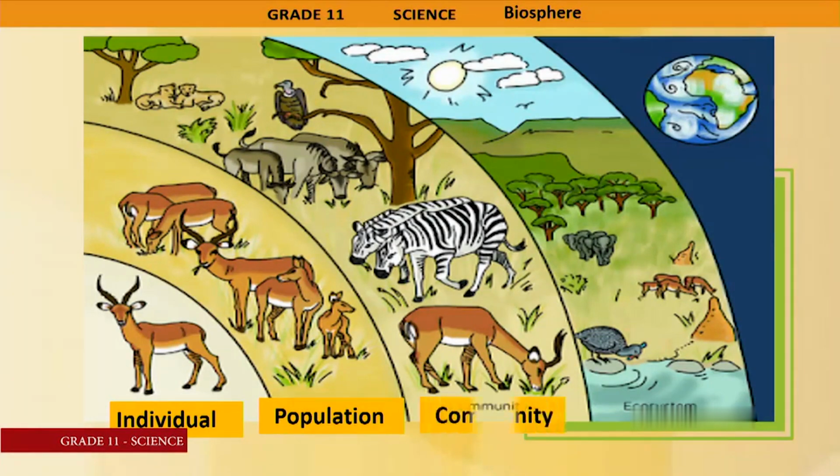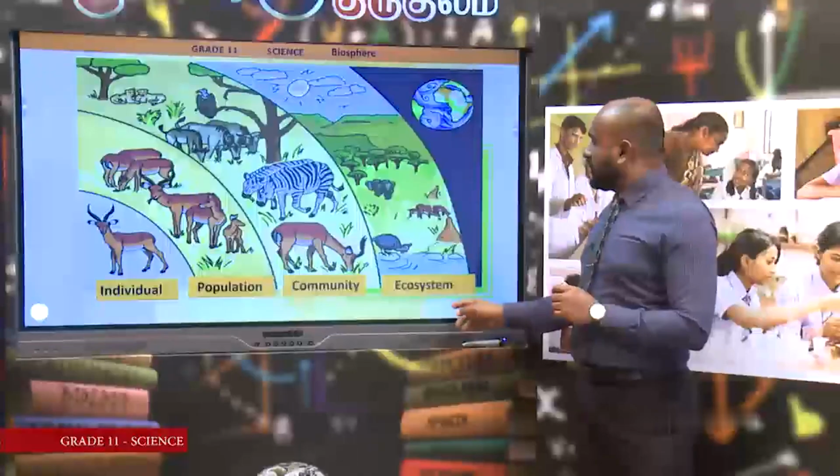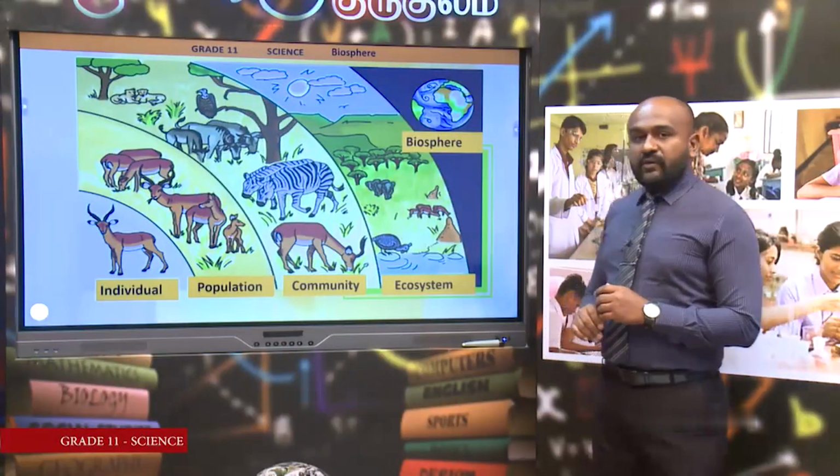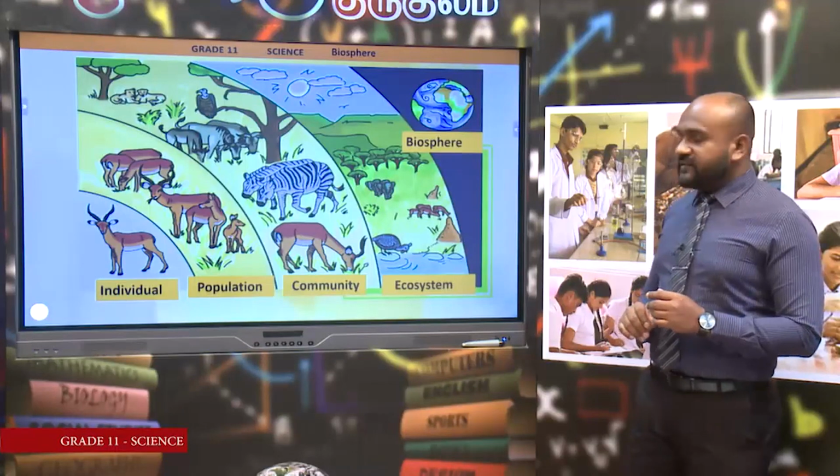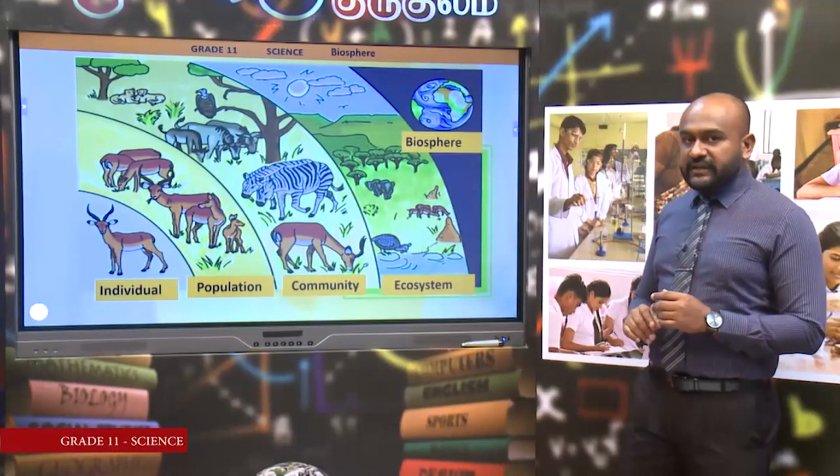And then you get all populations living in a given area, that is the community. And then you get all communities living in a given area, and they are interacting with the non-living environment. You call that the ecosystem. So, when you take all these ecosystems together, that makes the part of the earth where life exists, you call that the biosphere. Okay. As I told you, we are going to discuss these organization levels in detail now.